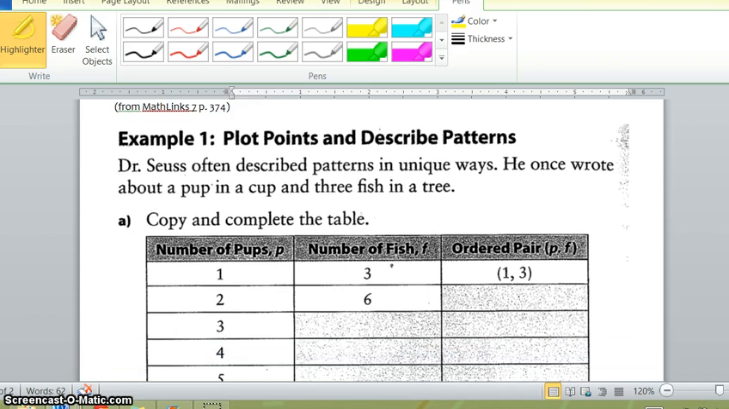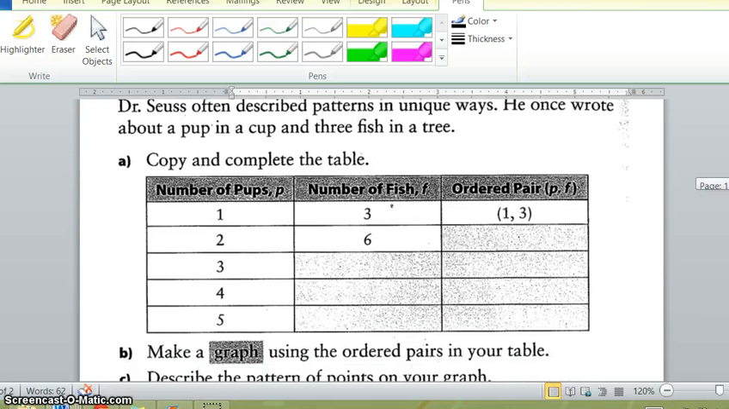So example 1, plot points and describe patterns. Dr. Seuss often described patterns in unique ways. He once wrote about a pup in a cup and 3 fish in a tree. So the first step is to copy and complete the table.